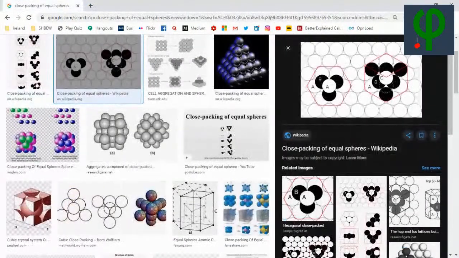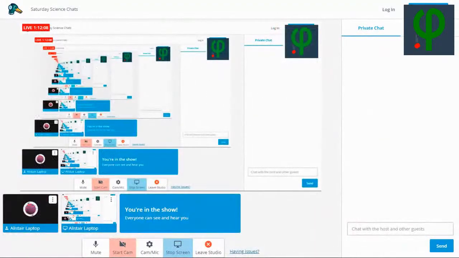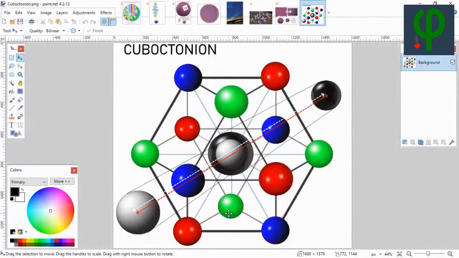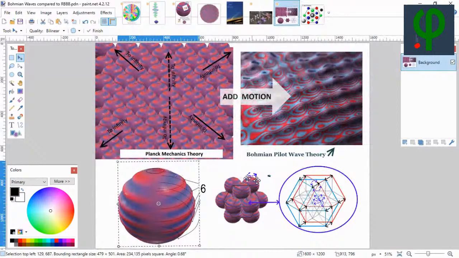Yeah, we got that. But what? And that's just emergent out of the fact that your particles are spheres, right? So they couldn't hardly do anything else. Okay, but because they're wave based, they cause this. What do you call that? The cuboctahedron.